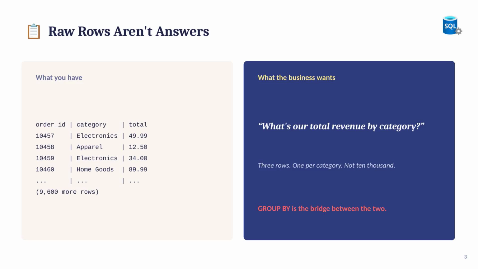It's the tool that turns a giant pile of individual transactions into a short, readable summary a person can actually act on. Without it, you'd be stuck exporting all 10,000 rows to a spreadsheet and doing this math by hand, which is exactly the kind of task computers exist to take off your plate.